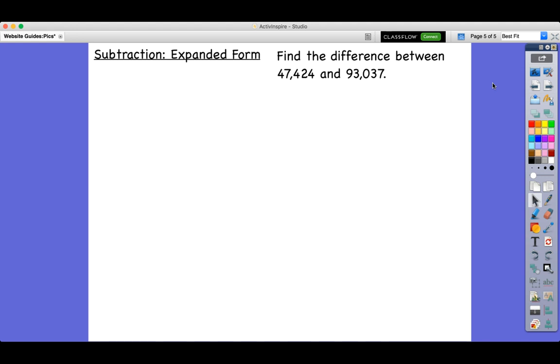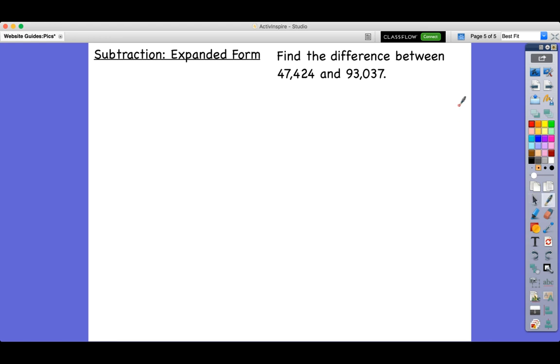Subtraction using expanded form. The strategy of expanded form is one of my favorite strategies for subtracting because I really think it's much easier to understand when we're regrouping, or what some people call borrowing, and why we regroup the way that we do and how it works.